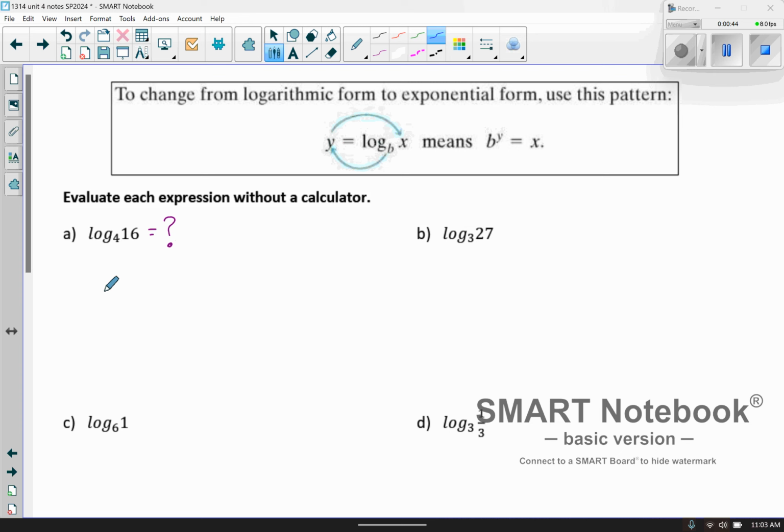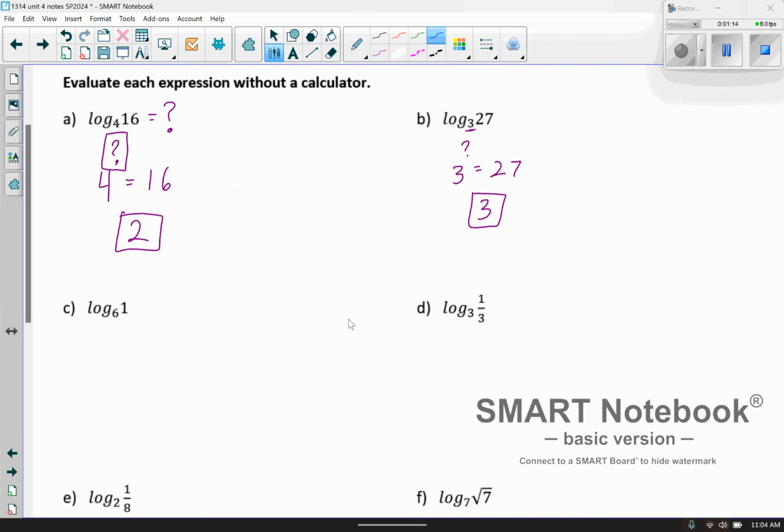So this would be rewritten as 4 to what power gives you 16? Well, that power would have to be 2. And so that's the answer to part A. B is going to be the same thing. You're trying to figure out what power would be required to turn this into 27. So 3 to what power equals 27? Well, that would be 3, right? 3 to the power of 3 is 27.